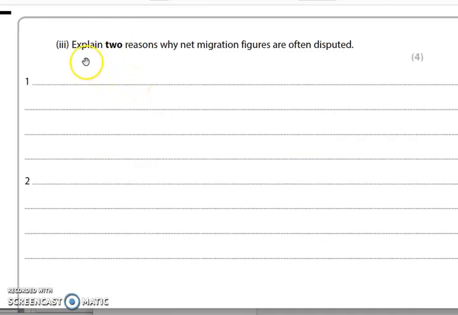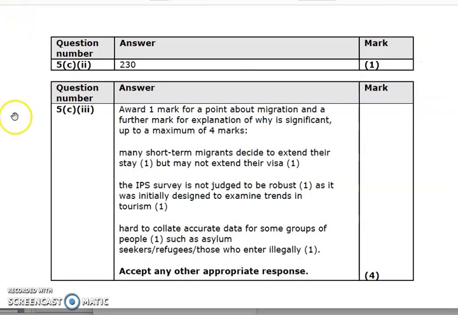Looking then at the next question, explain 2 reasons why net migration figures are so often disputed. So again, the command word is explain. Say why these are happening. Remember the connectives you need to use. And give 2 different reasons why net migration figures are disputed. So why would people say that the figures that you get for the amount of people coming into the country are not correct? So 2 different reasons, worth 4 marks, 4 minutes, have a go now.